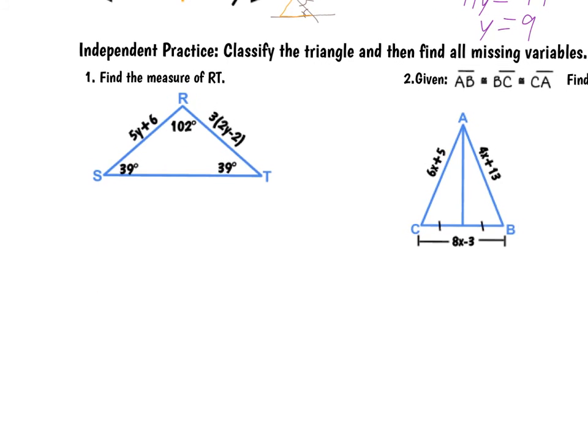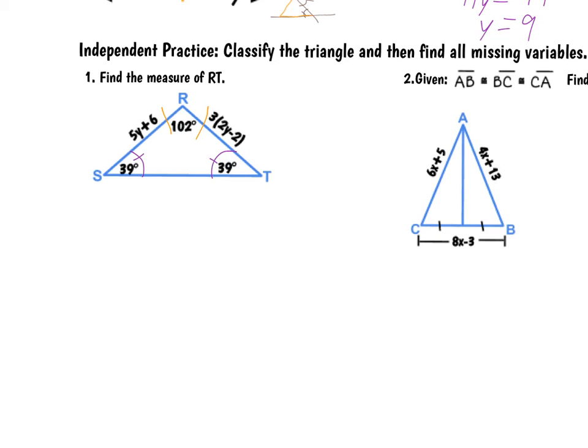All right, last two problems here, folks. We want to classify the triangles, then find all missing variables. For instance, number 1, we want to find the measure of RT. Well, we've got a 39, a 39, and a 102, which means that because this angle is congruent to that angle, by the definition of isosceles triangles, this side is congruent to that side.